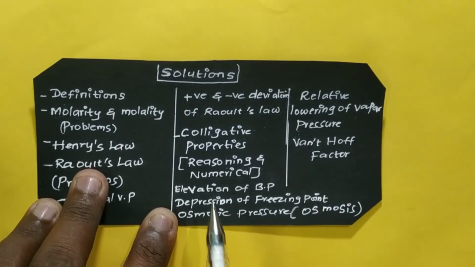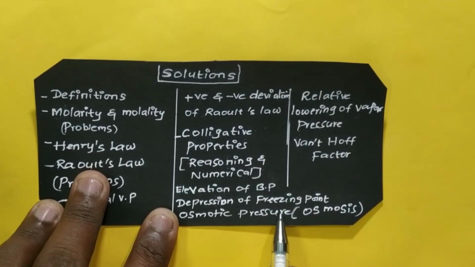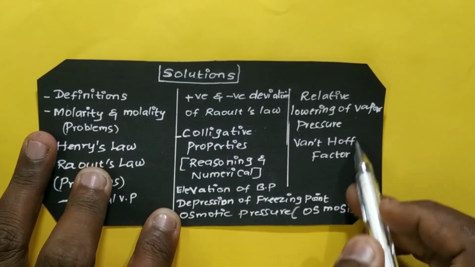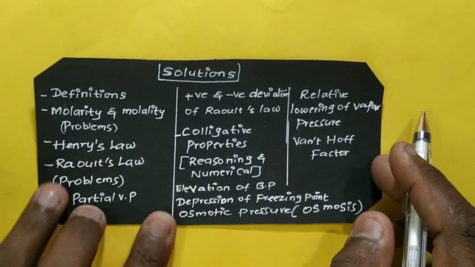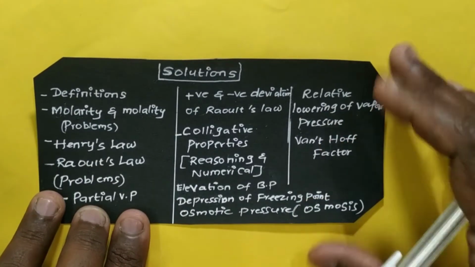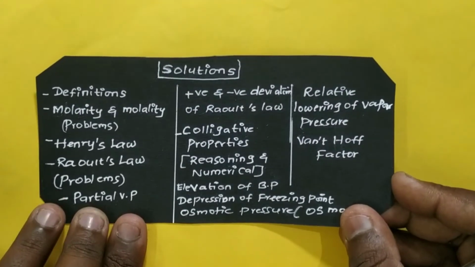Here we have elevation of boiling point, depression of freezing point, osmotic pressure, that is osmosis, and relative lowering of vapor pressure, and the most important thing is the van't Hoff i factor. These are the threatened areas, and they may ask questions from these areas. That's all about the solutions unit.